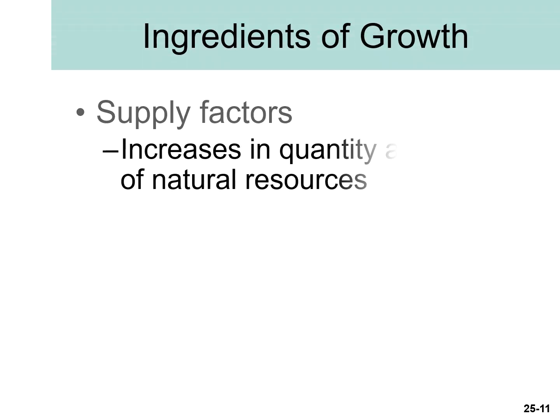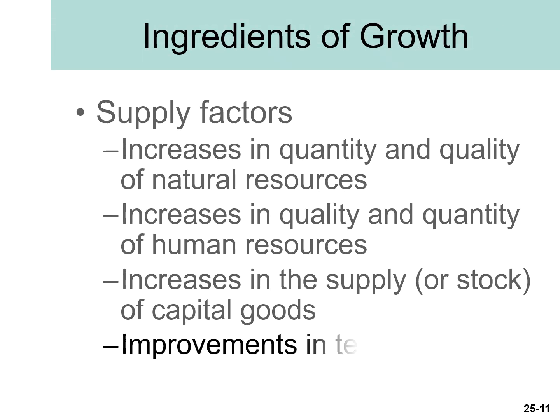There are four factors from the supply side which are ingredients to economic growth. These include increases in the quantity and quality of natural resources, increase in the quantity and quality of human resources, increase in the supply of capital goods or stock of capital goods, and improvements in technology. Understand these four factors are not mutually exclusive.